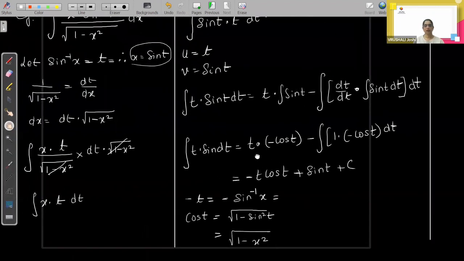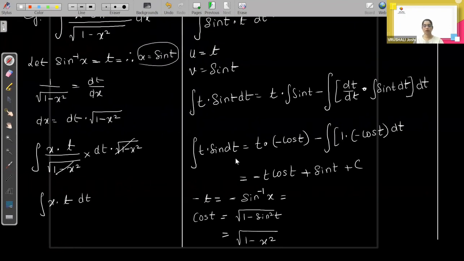One second, sometimes I really have to manage the board when it's moving. So write it in a different color, so you will get it.